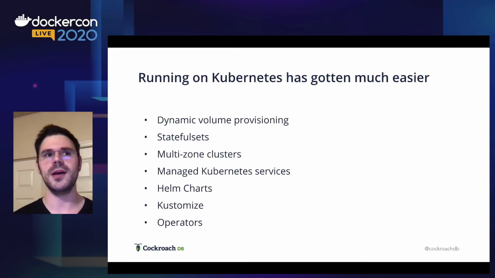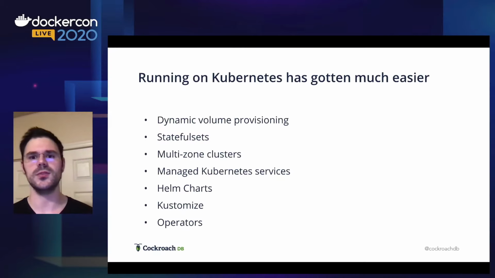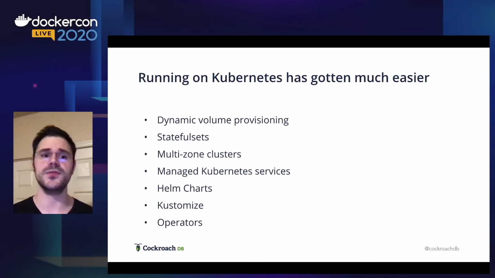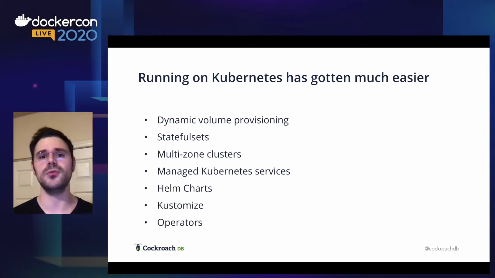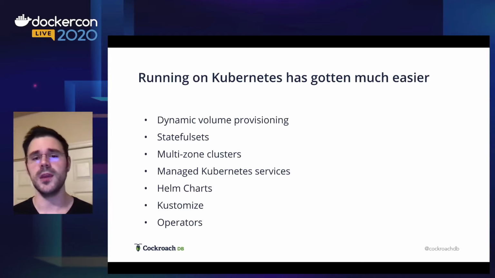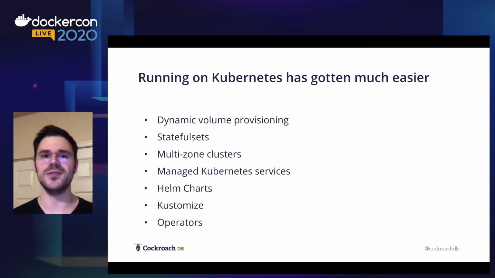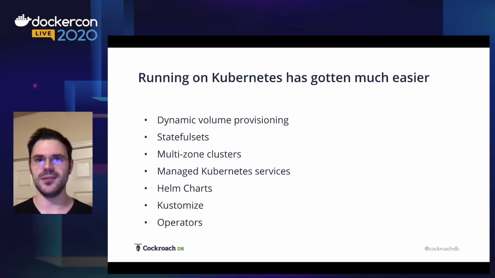We're going to start off by talking about how much easier it has gotten to run software on Kubernetes in the past few years. We now have dynamic volume provisioning and stateful sets, which makes deploying databases significantly easier. We now have multi-zonal clusters, so we can deploy highly available software, at least when it comes to a single region deployment. We have managed Kubernetes services, so we can actually pay someone else to handle the task of running these master nodes and handling the upgrades for them.